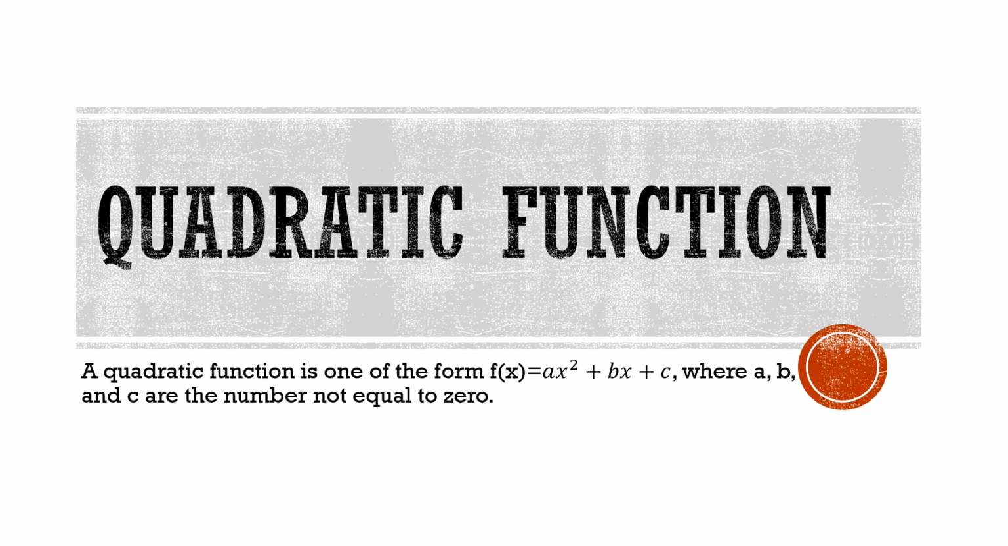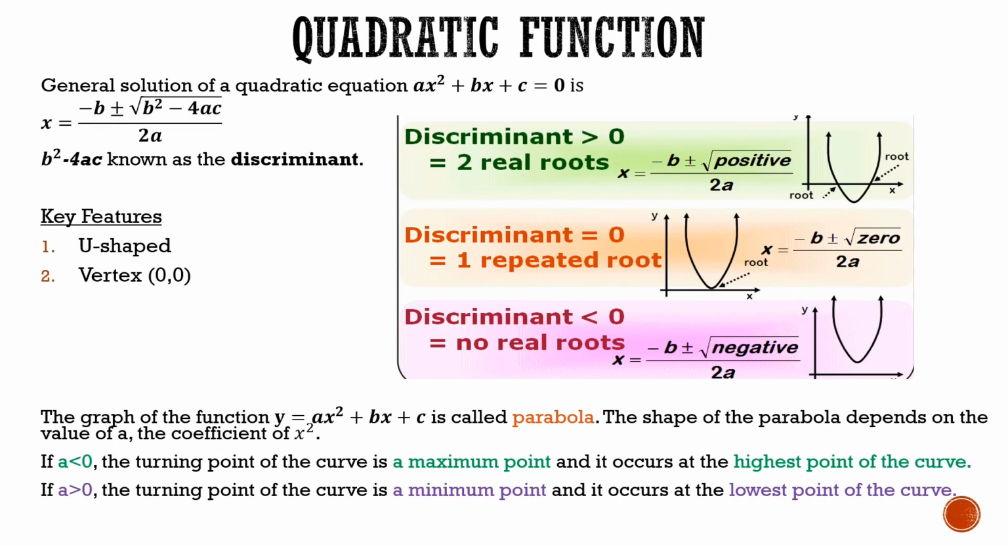A quadratic function is one of the form f(x) = ax² + bx + c, where a, b, and c are numbers and a is not equal to 0. The general solution of a quadratic equation is x = (-b ± √(b² - 4ac)) / 2a, and b² - 4ac is known as the discriminant.